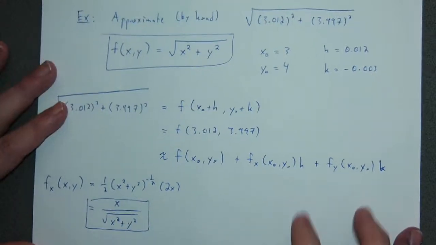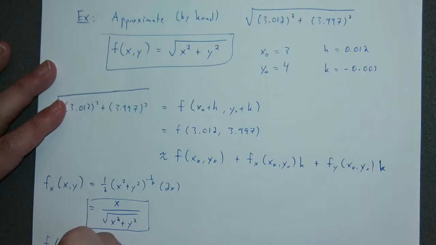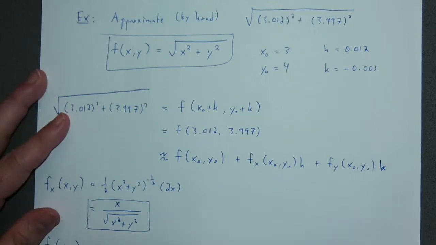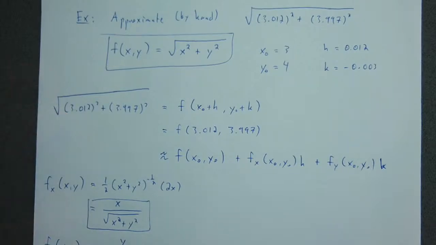Similarly, since this is symmetric, the y partial is the same thing except I have a y in the numerator. So this is y over square root of x squared plus y squared. Okay, well, what do you notice here? What you notice is that plugging in my nice values, 3 and 4, yields a nice value.